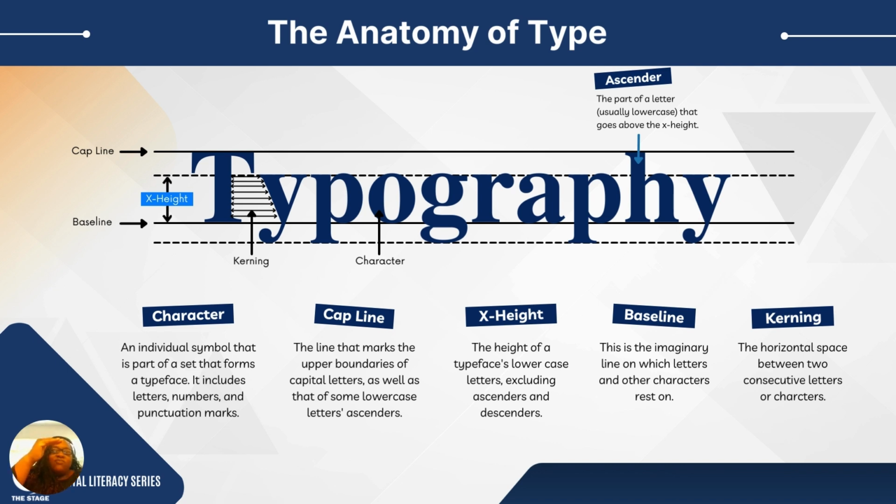The space from the dash line all the way down to that baseline, that's what we call X height. And X height is the height of a typeface's lowercase letters. Now, this excludes ascenders and descenders. When I talk about an ascender, as you see here, we have pointed out the H, right? The ascender is the part of the letter, usually lowercase, that goes above the X height. So H has that element that goes above the dash line.